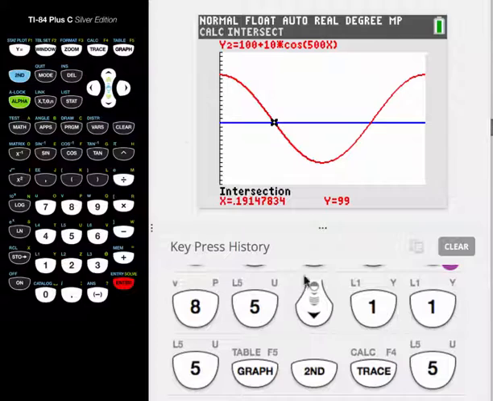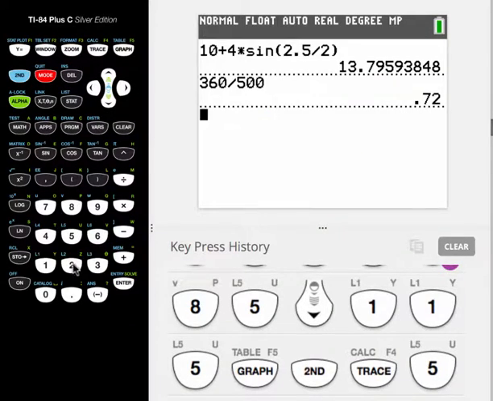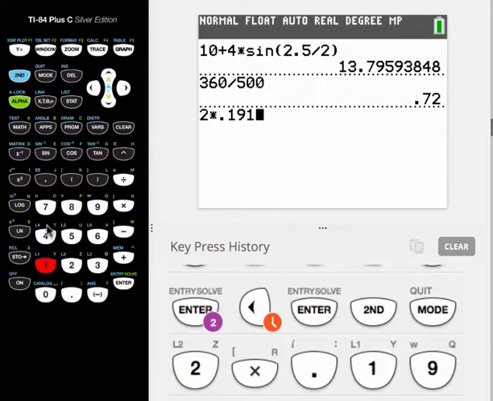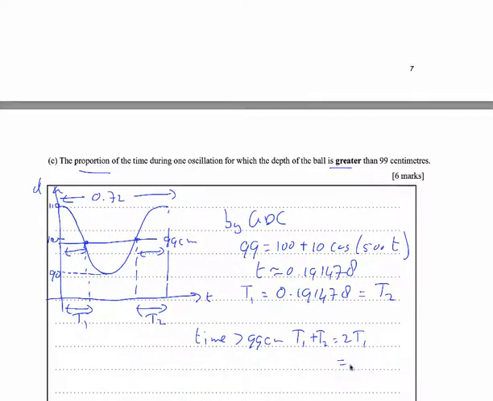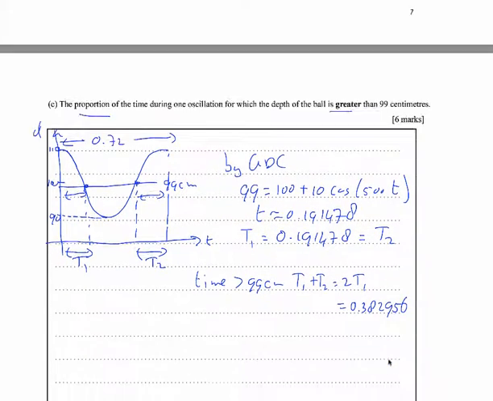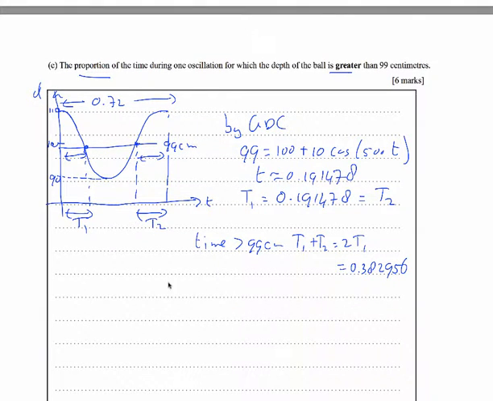So, all right, 2 times 0.191478. All right, is 0.382956. So that's a time above. So now we need the proportion. So therefore the proportion is this divided by the period, because it's for one cycle only.